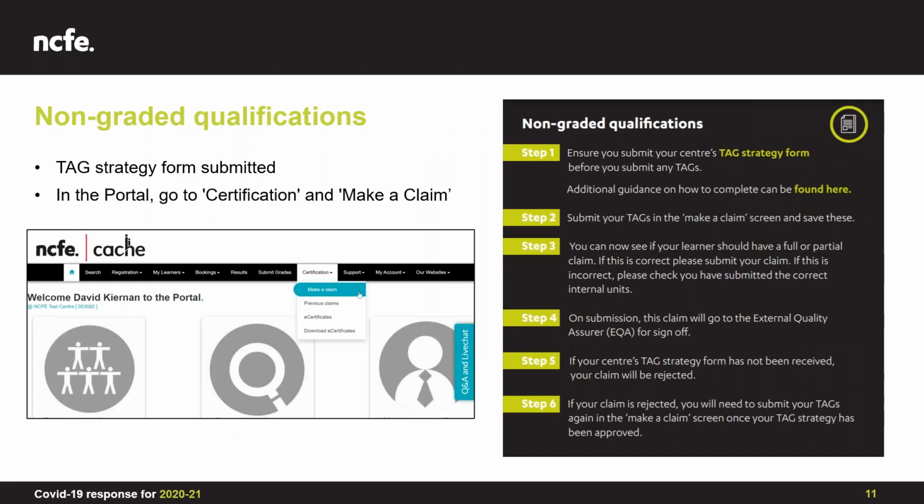So before submitting any tags on the portal, you need to have submitted your tag strategy form and had it approved. For qualifications that aren't graded, so are either achieved or not achieved, you would use the certification section in the portal and go to Make a Claim. Let's look at how this works, and I'm going to use the example of the Level 3 Diploma in Counselling Skills.